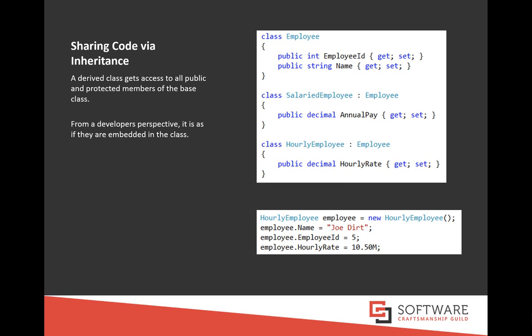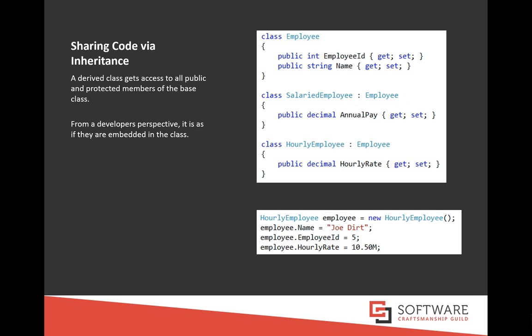Over to the right is a code sample of this. I've defined a class called employee that has an ID and a name. And then I've created two derived classes, salaried employee and hourly employee. And you can see that after the class name, there's a colon and then a reference to the base class of employee. The salaried employee has an extra property called annual pay. The hourly employee has an extra property called hourly rate.